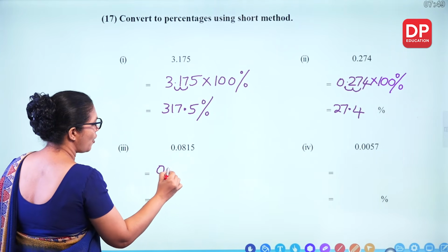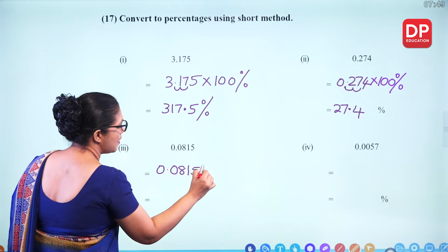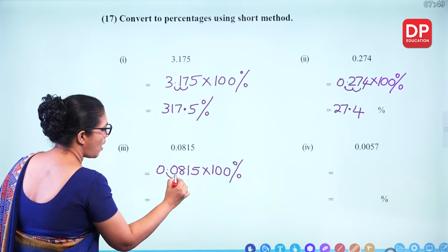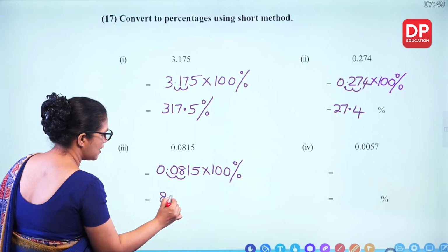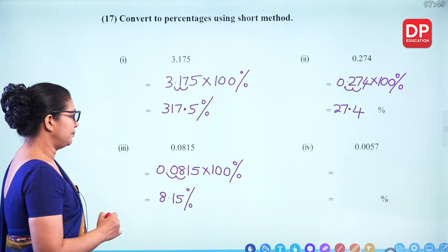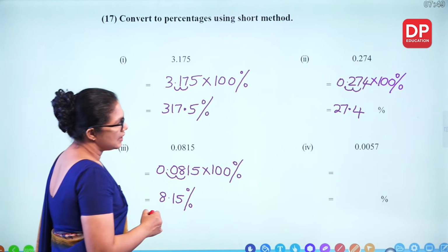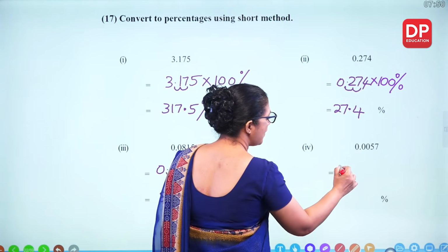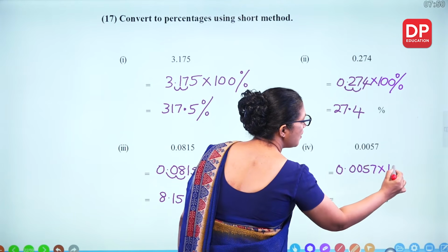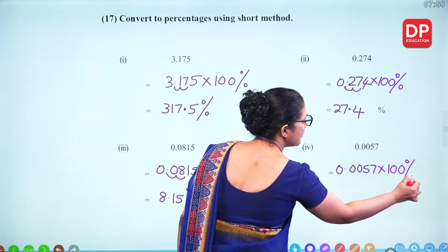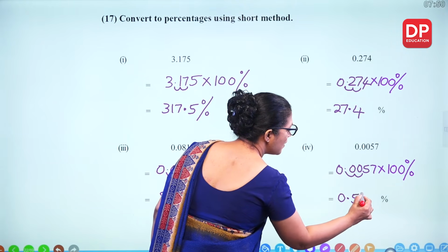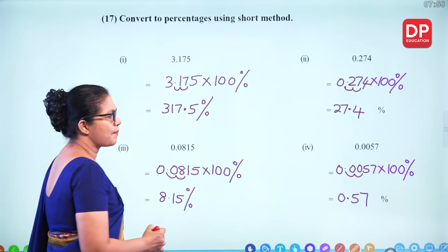This one, 0.0815 multiplied by 100 and put the percentage sign. 1, 2, 8.15%. This one, 0.0057 multiplied by 100 and put the sign. 1, 2, 0.57%.